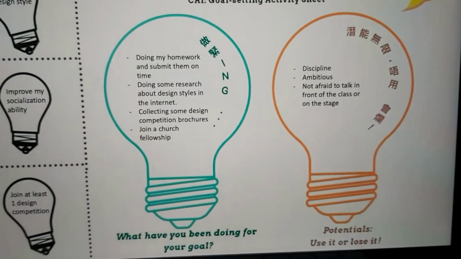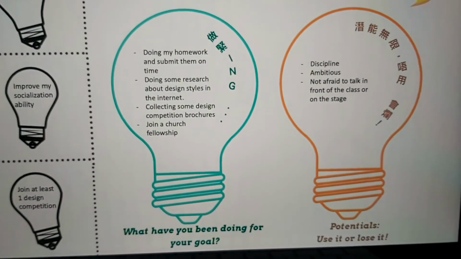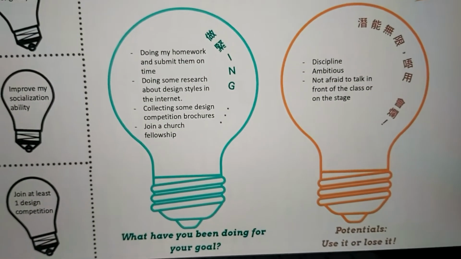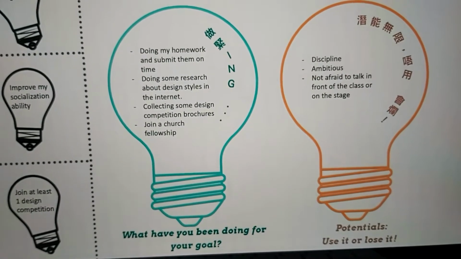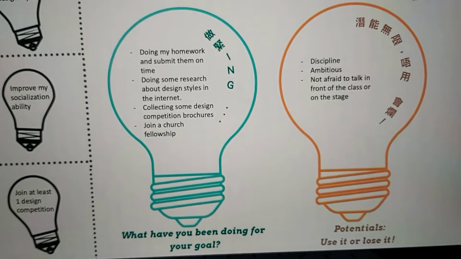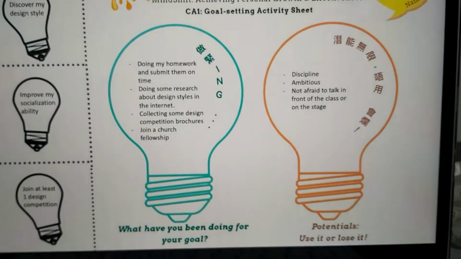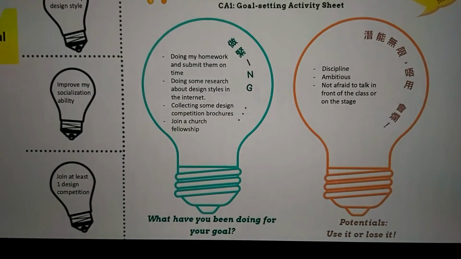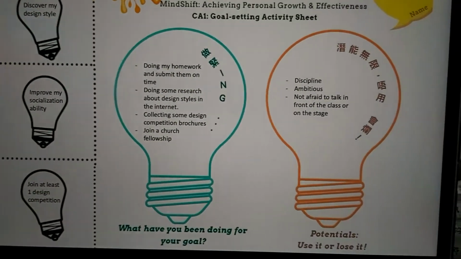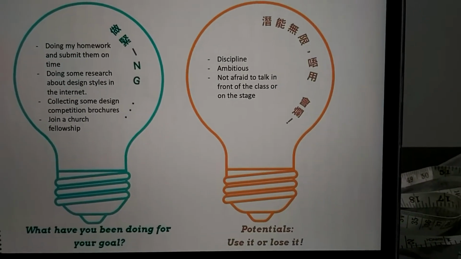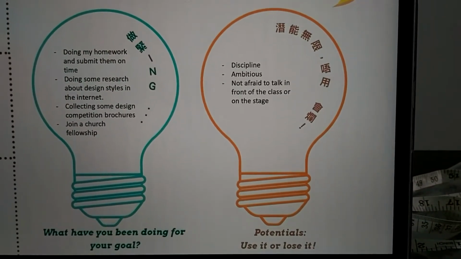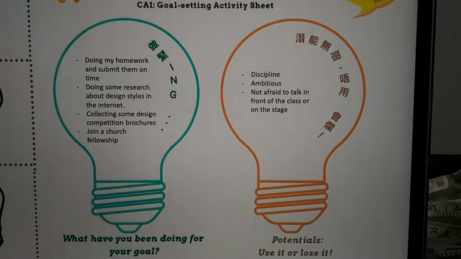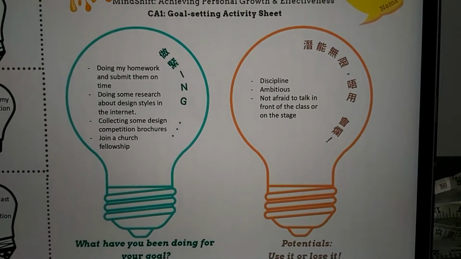What I have already been doing for my goals is doing my homework and submitting it on time, and I have done some research about design styles on the internet, and I have collected some design competition brochures. I have also joined a church fellowship to improve my socialization ability. The potential that I have is that I am quite disciplined. I am also ambitious, and I'm not afraid to talk in front of the class or on the stage.